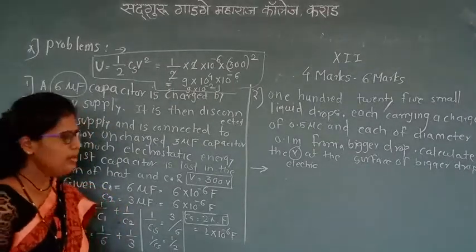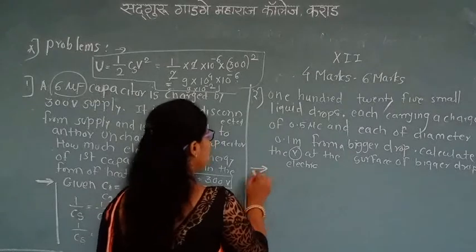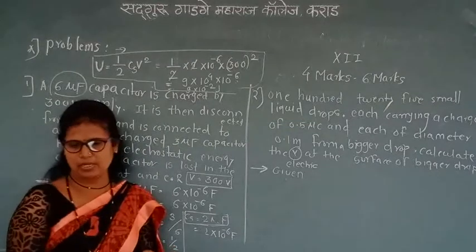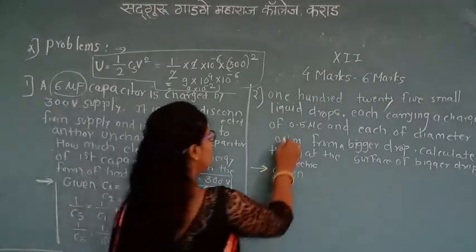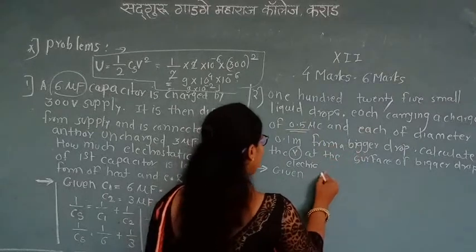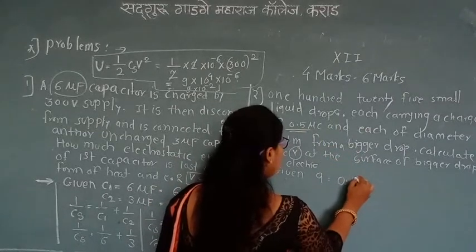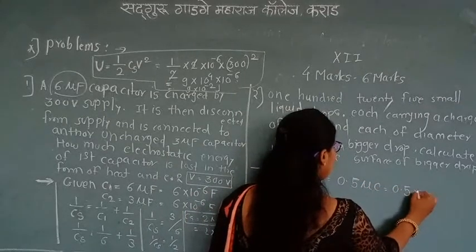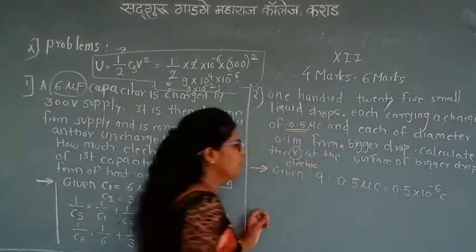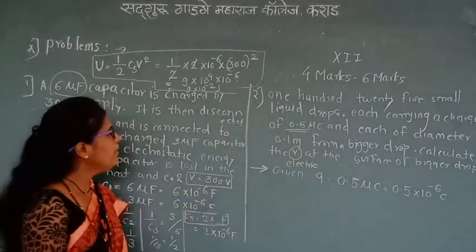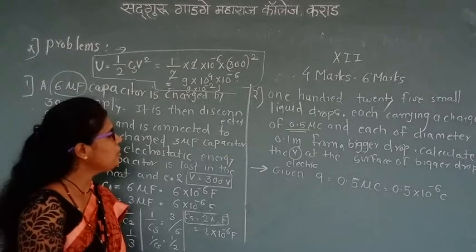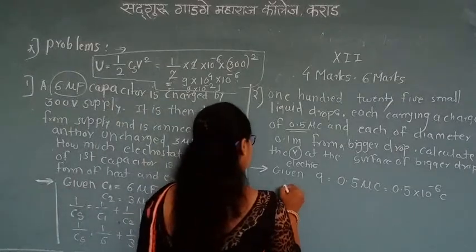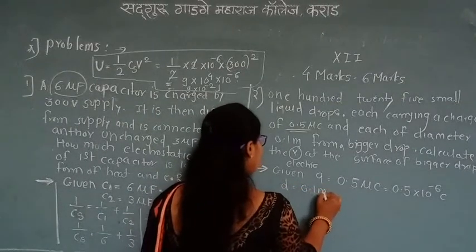First of all, let me see what values are given here. 125 small liquid drops. Q is given, the charge carried by each: Q is equal to 0.5 microcoulomb, that is 0.5 into 10 raised to minus 6 coulomb, converting the micro. The diameter is also given, each of the diameter 0.1 meter. The diameter is given as 0.1 meter.